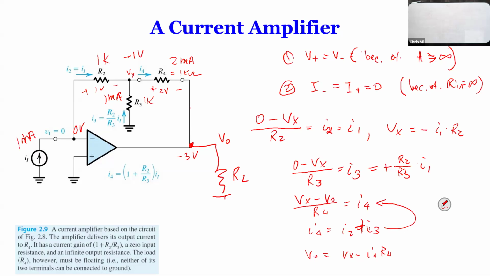One mistake students often make is, they see 2 milliamps times R4, which is 1K, so 2 milli times 1K is 2 volts. So therefore, they say this is minus 2 volts. That's wrong. And sometimes they forget the minus sign and say this is plus 2 volts. That's also wrong. And sometimes they forget the minus sign, saying that's 3 volts. That's also wrong. So it's easy to make a mistake.